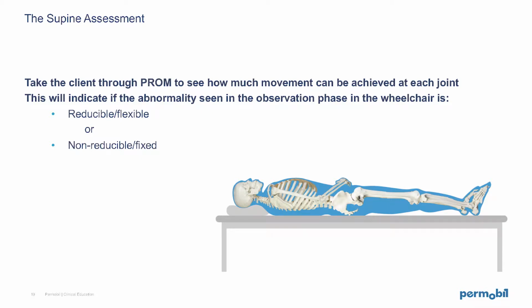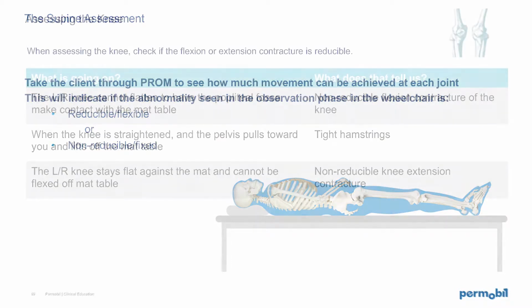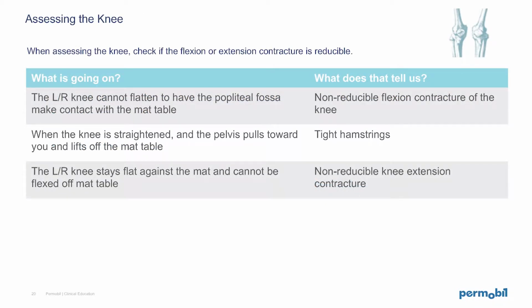And again, you've got to get them out of the wheelchair. You've got to get them on a firm, flat surface. Take them through passive range of motion, but this time it's going to be in a gravity-eliminated plane. That way, you're going to be able to truly see how much movement they have at each joint to answer that question, is it reducible or non-reducible? And what I've done for you guys is I've come up with some, let's say, cheat sheets. As you're performing the mat evaluation, these charts are there to help guide you as to what I might be seeing and what it actually tells me.